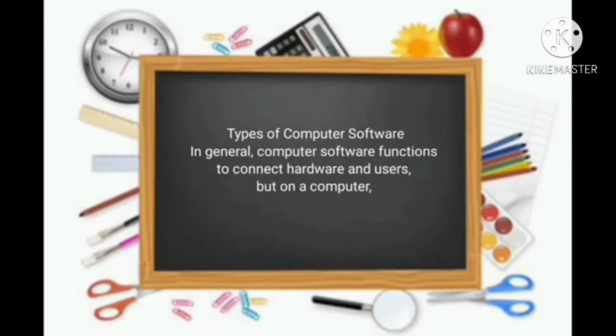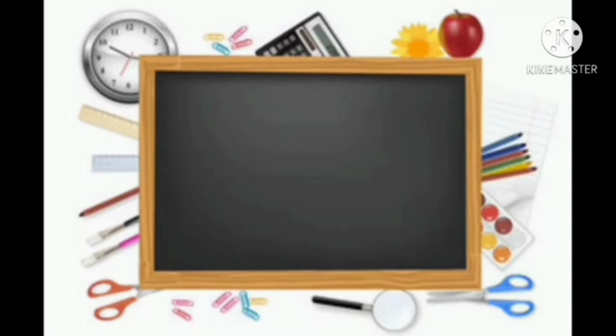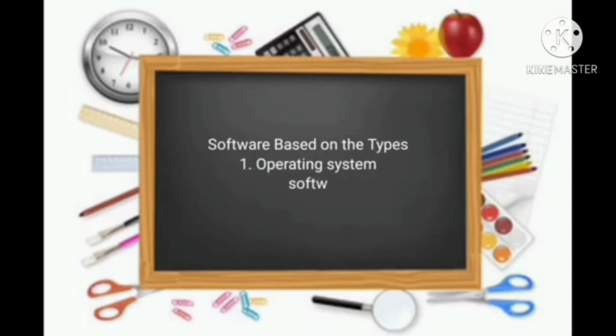Types of computer software in general. Computer software functions to connect hardware and user, but computer software is divided into several types. The types of computer software are as follows. Software based on the stage.